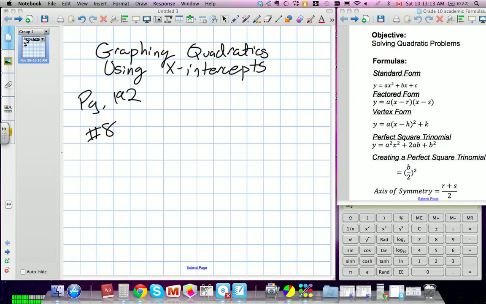So the first question says, to predict the flight path of a toy rocket is defined by this relation. So the relation reads this. It says h is equal to -2 bracket d minus 3 and d minus 15. Where d is horizontal distance in meters from the safety wall, and h is the height in meters above the ground. So what they're saying here is they have some kind of safety wall.